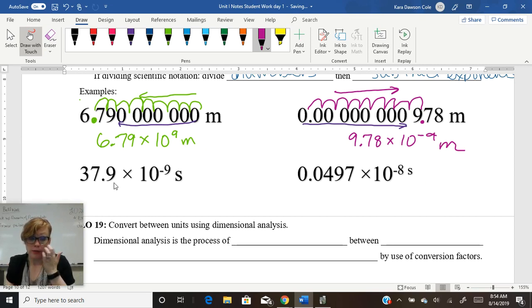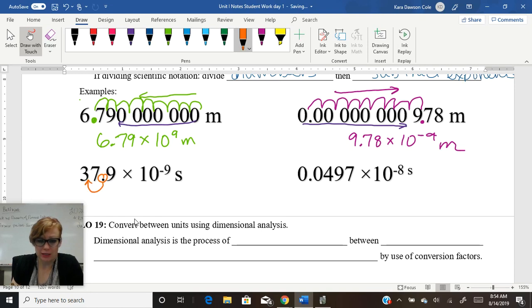Then if I'm looking at these two, I have the wrong form for my scientific notation. Again, this decimal point needs to be between the first and second significant figure. So 3.79 times 10. Now I moved it 1 place to the left, so that means I add 1 to the exponent. So instead of negative 9, negative 9 plus 1 should be -8. So -8 would be my exponent here.